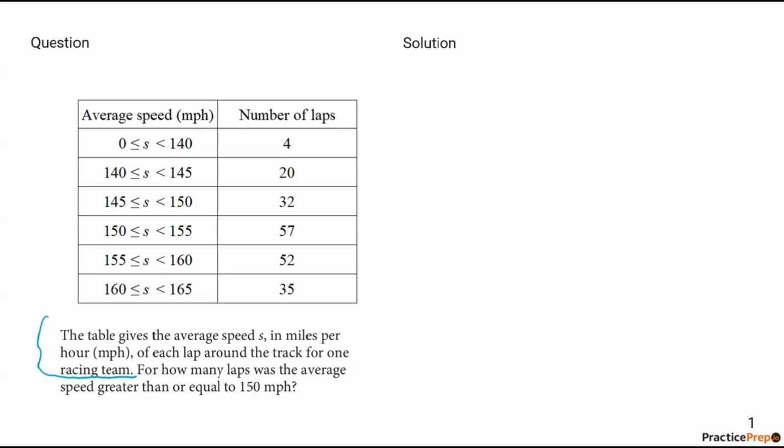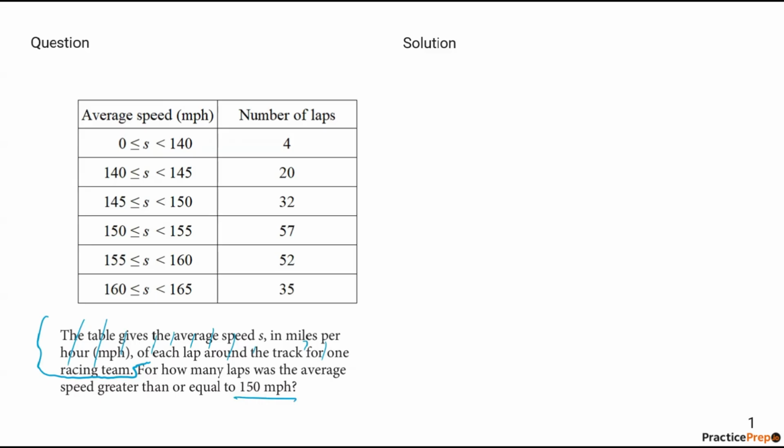We don't need this, right? Because we know that if there is a table or a figure and we already understand it, we don't need to read the introductory information. The question is, for how many laps was the average speed greater than or equal to 150 miles per hour?